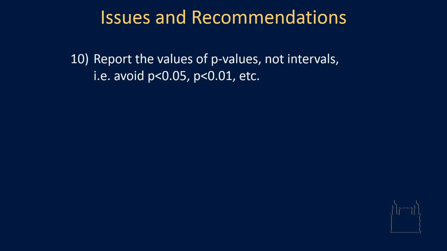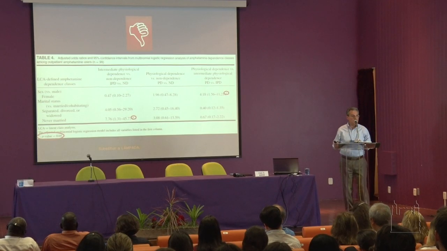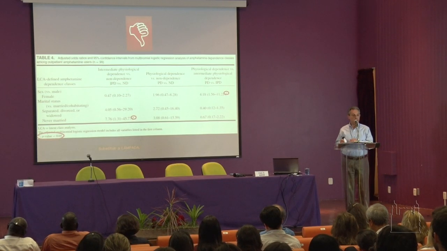I like this one: report the values of p-values, not intervals. I'm going to tell you what I mean. Avoid things like p less than 0.05 or p less than 0.01. This is thumbs down. You see it? You put a star, and you say in the footnote, p less than 0.05. You can't read it right here. You put the star and p is less than 0.05. I don't like this at all.